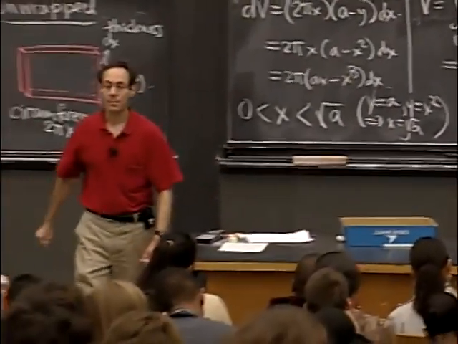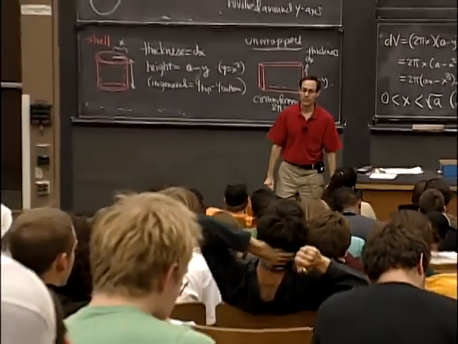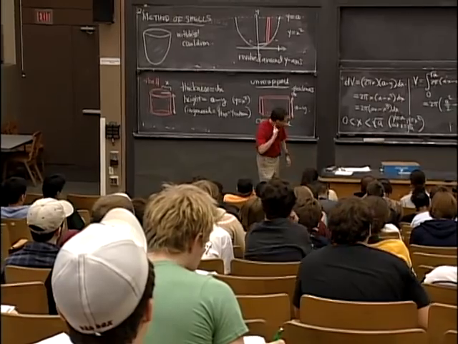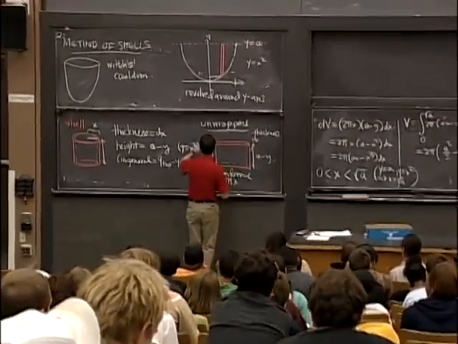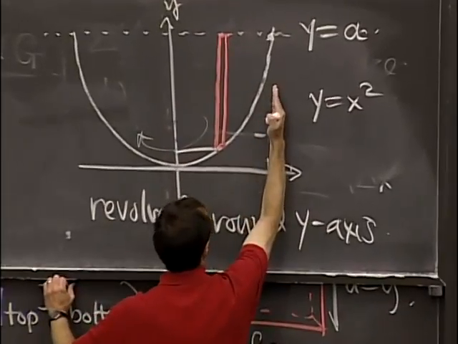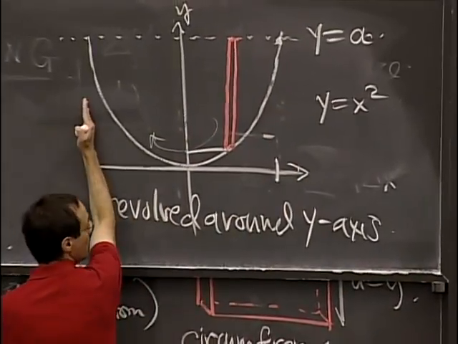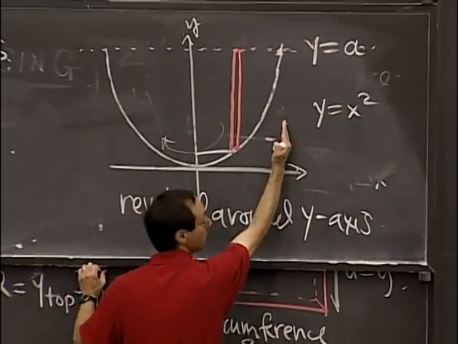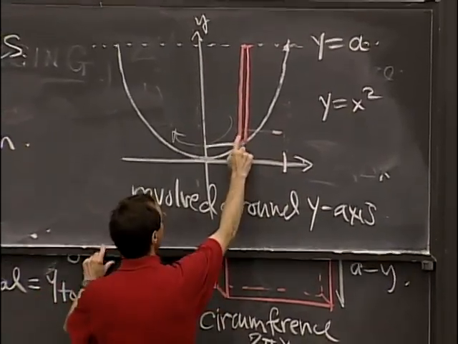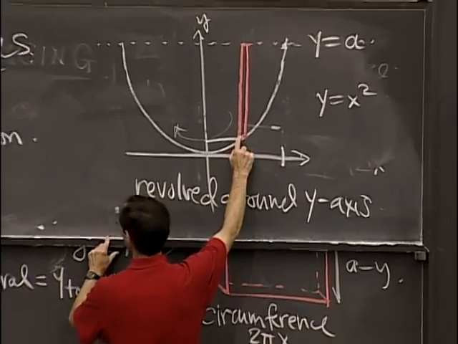Yes, question? Why do you integrate only from 0 to square root of a and not from negative square root of a? Right. So the question is, why did I integrate only from the middle to this end instead of all the way from over here, minus square root of a, all the way to the plus end? And the reason is that you have to look at what's happening with the rotation.